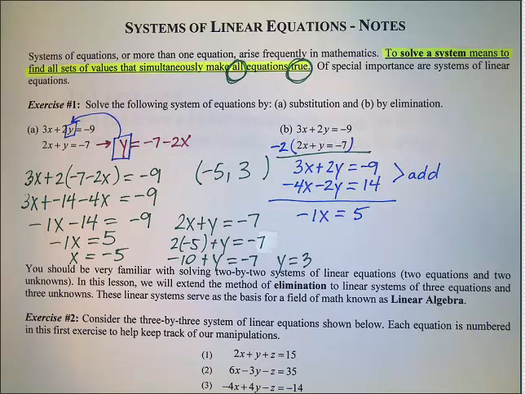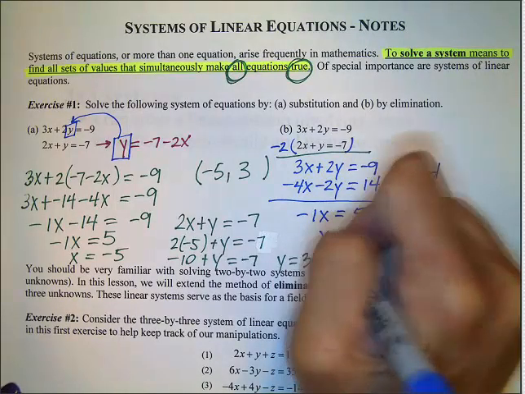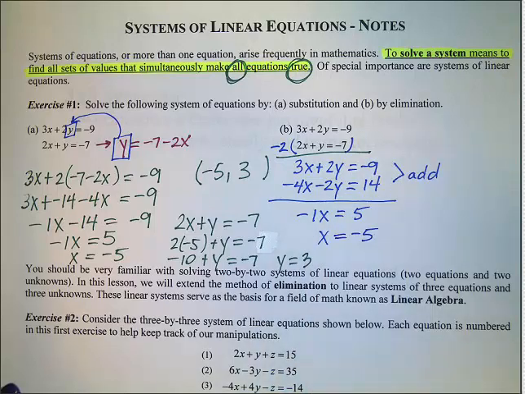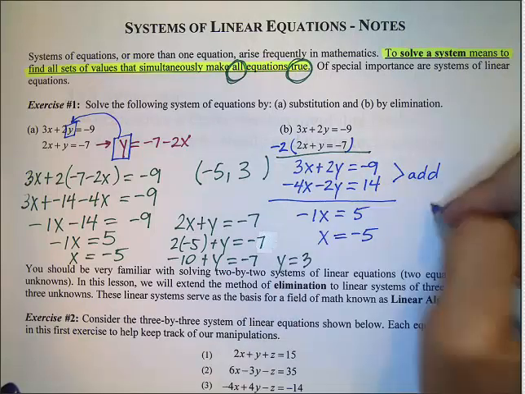Sometimes you have to multiply one equation. Sometimes you have to multiply both equations. Sometimes you don't have to multiply any. You could just add them together. So you have to be able to look and analyze before you jump in and do some math. So again, x equals -5. So again, I'm going to plug it into one of the equations. I'm going to use the same one.